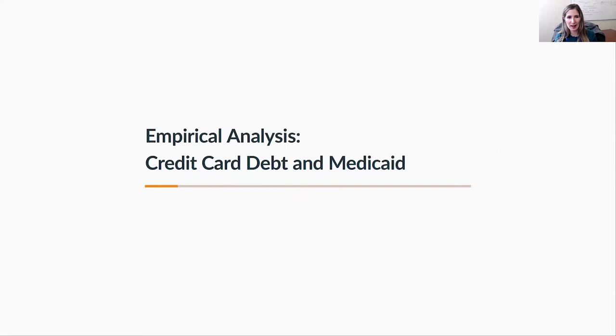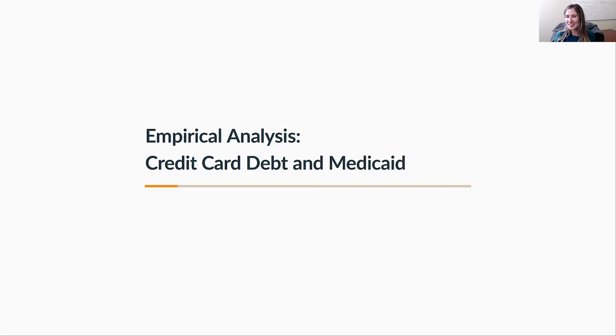What I'm next going to do is go over the empirical analysis, which studies the relationship between household debt and credit card debt in particular, and expansions of Medicaid. But if there are any clarifying questions right now, feel free to let me know. No clarifying questions at this time, thanks.